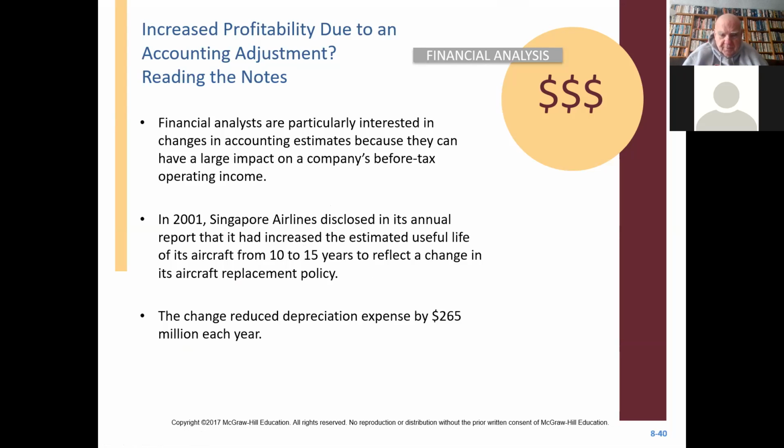And as a result of doing that, they reduced their depreciation expense by $265 million. If you're not looking into the notes and you see that their income seemed to bounce up by $265 million, you might jump in there and start buying the stock until you realize that it was just the result of an accounting adjustment.